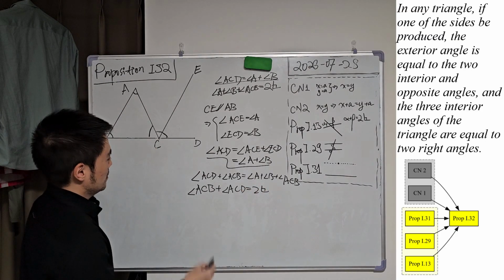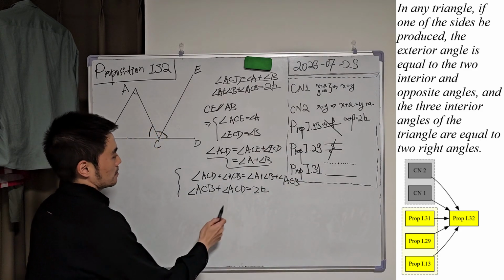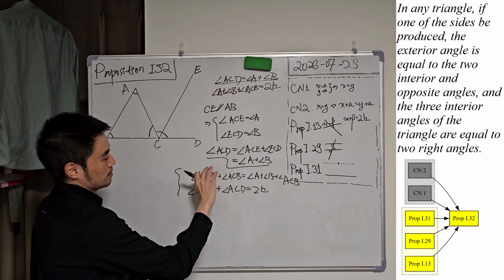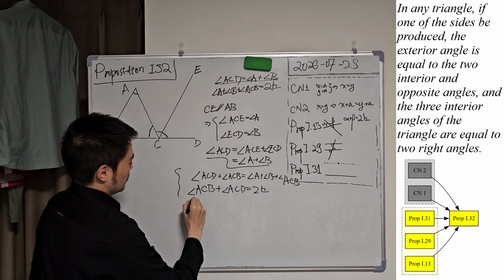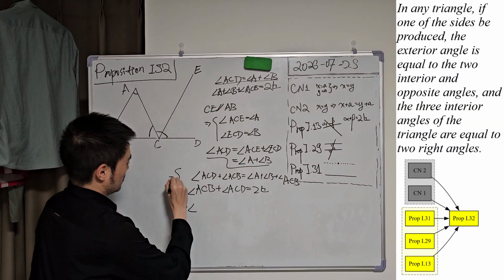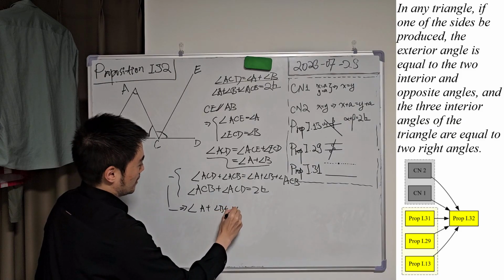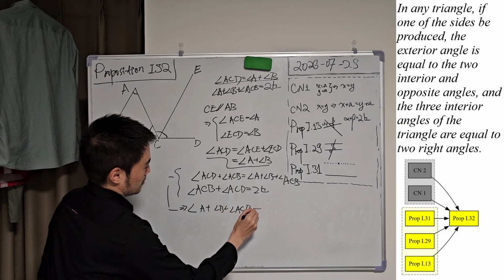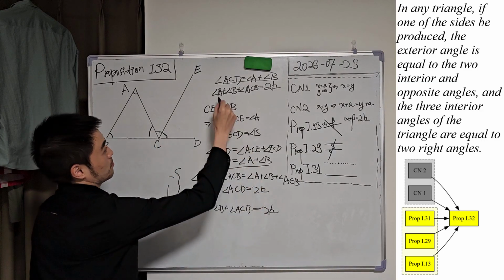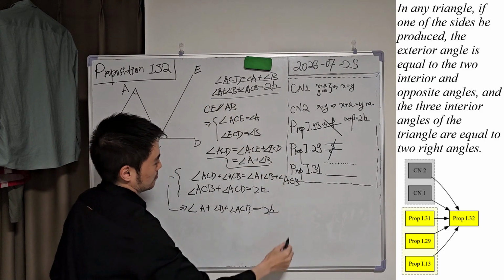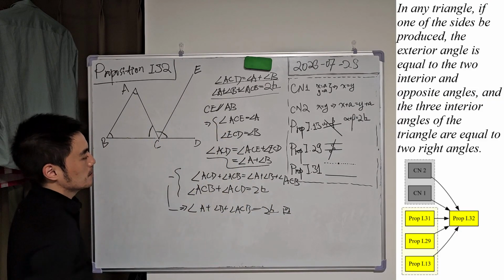Okay, and when we combine them together and use common notion 1 again, things equal to the same are equal. So the right sides are equal, which means angle A plus angle B plus angle ACB is equal to two right angles. And this proves our second statement. So this is the end of our proof to this proposition.